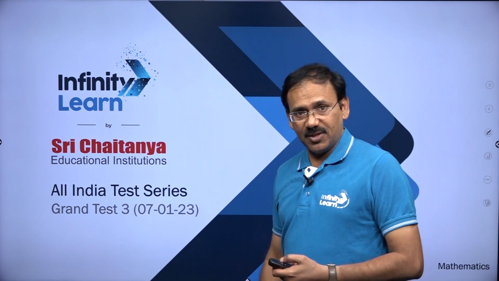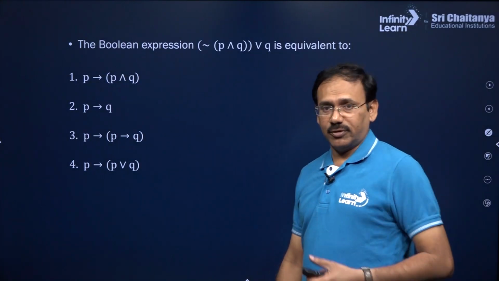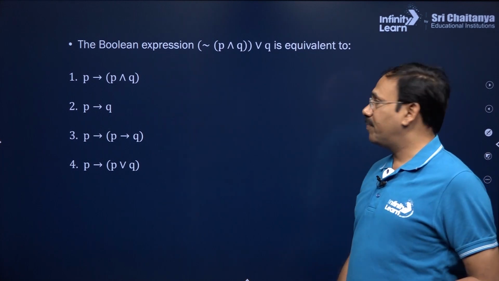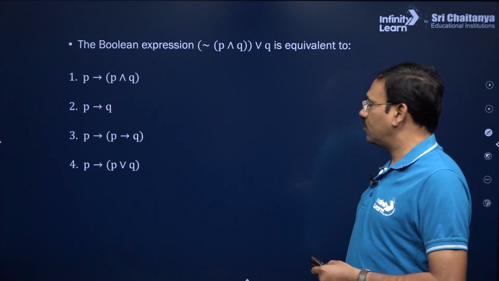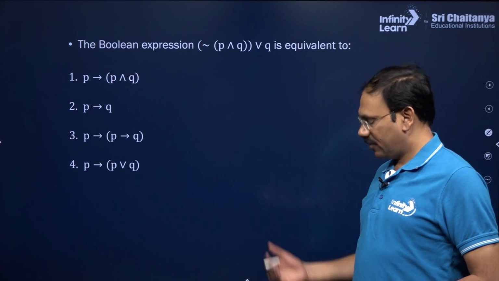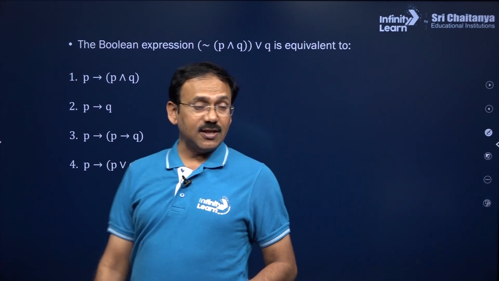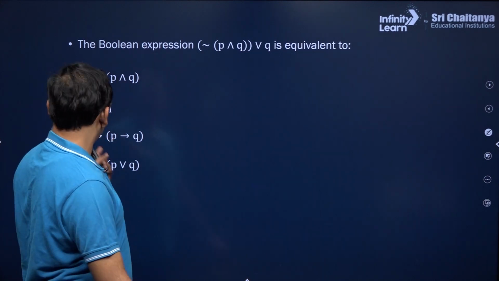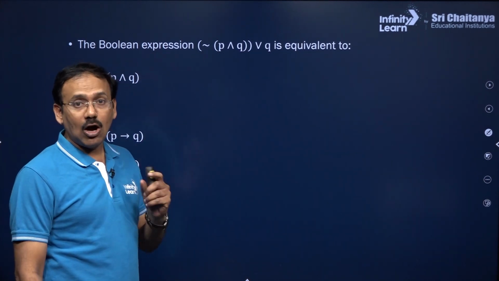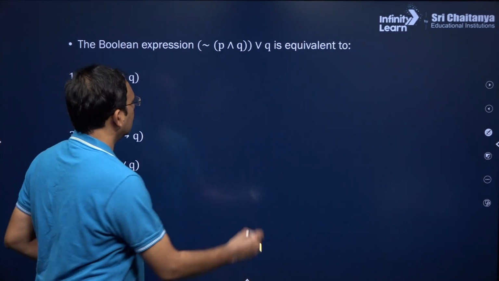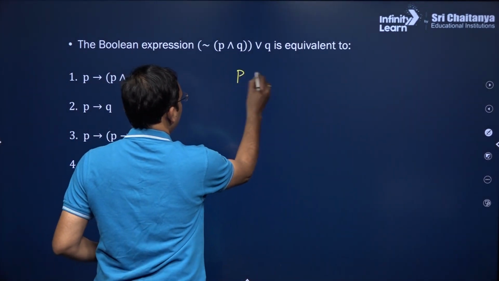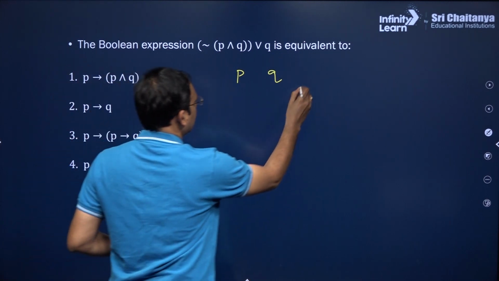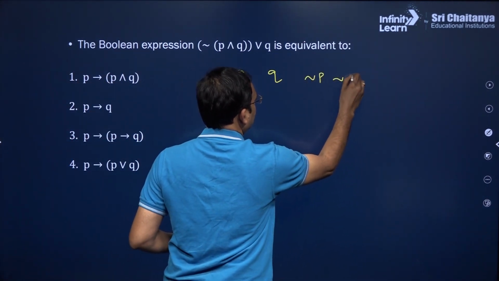You see the GTM 3 related paper. So the first question: the Boolean expression, that is negation of (P and Q) or Q, is equivalent to, right? Let us see, dear students. This expression is equivalent to, in the sense, you see in the total question how many variables are there. There are two variables, P and Q, and we just require negations also. Let you put negation P and negation Q.